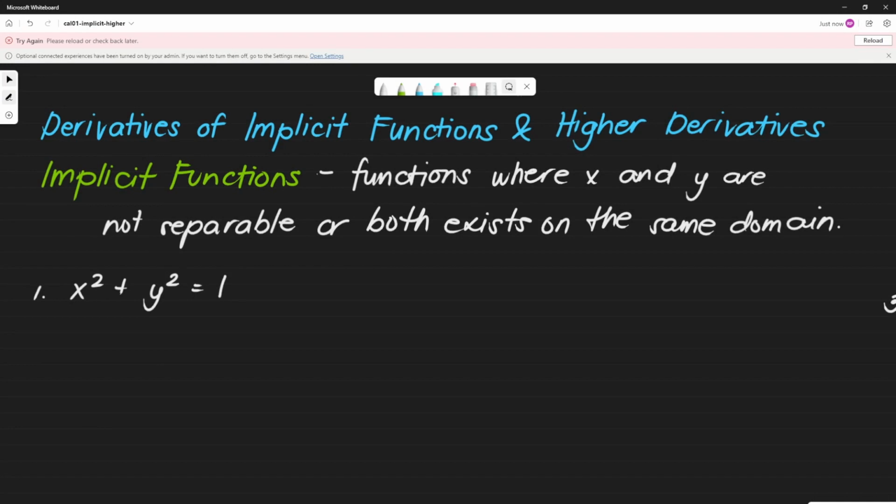Tapos na tayo sa basic theorems natin when it comes to derivatives, that is the derivatives of algebraic functions. Now, we will proceed with the derivatives of implicit functions and the higher derivatives.